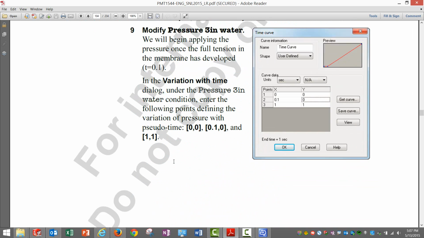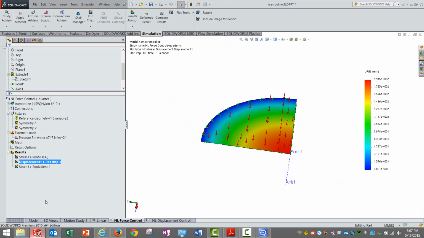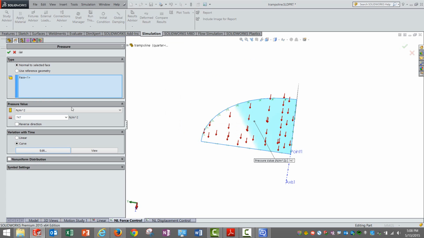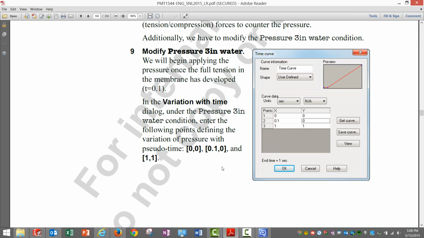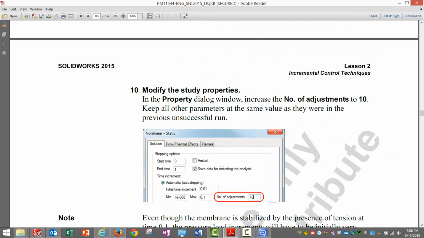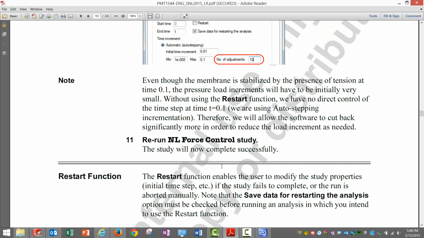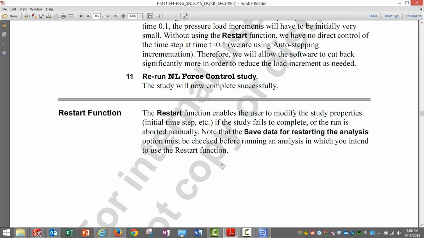So both the load, I'm not sure if I showed you this. Even this particular pressure value is using a curve, and you can see here it is varying from 0.1 to 0, and at 1 we are moving on to a value of 1 unit. So this I think I had missed out. Apart from that, pressure is same. The other change will be the number of adjustments to increase here, and typically this is rerun.